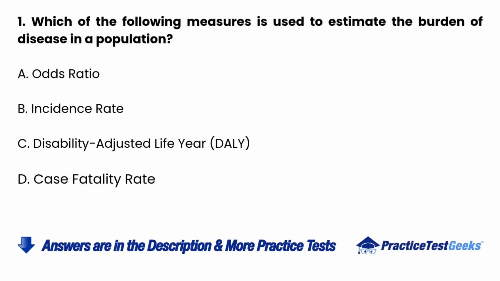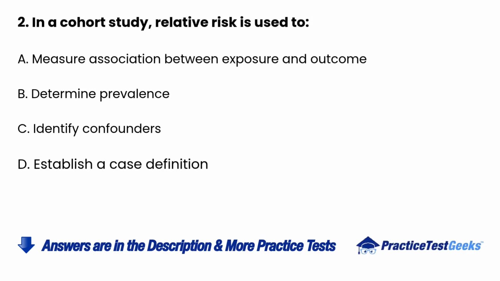1. Which of the following measures is used to estimate the burden of disease in a population? A. Odds ratio. B. Incidence rate. C. Disability-adjusted life year daily. D. Case fatality rate. 2. In a cohort study, relative risk is used to A.